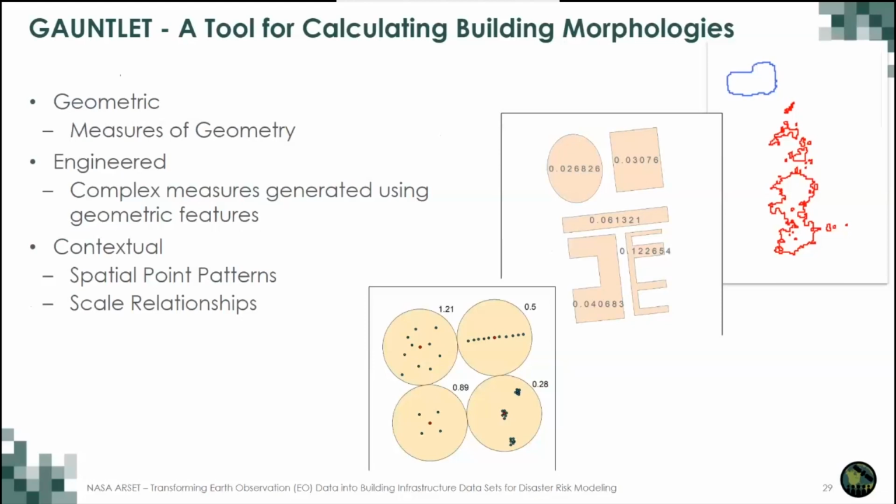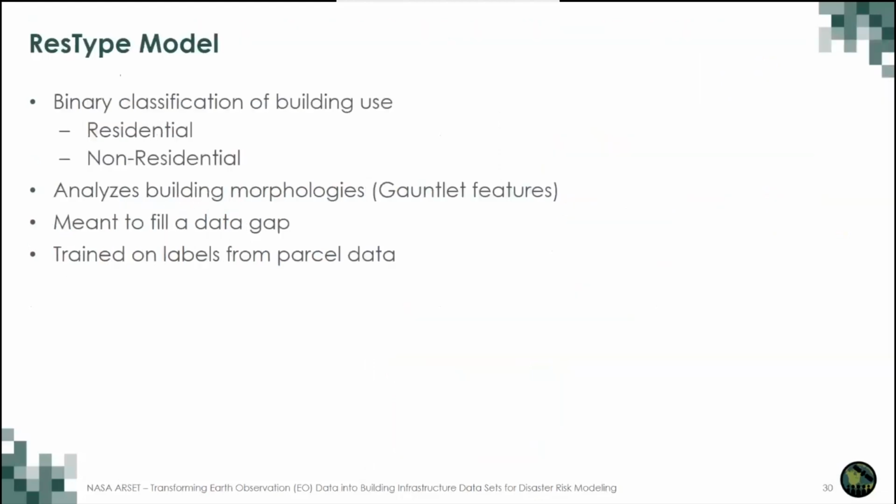And so we calculate all of these building morphologies for each of these structures, and then the res type model will analyze those building morphologies and produce either residential or non-residential. And again, the res type model is only meant to fill a data gap. We try to rely on the most authoritative data first, and then wherever we have a data gap, we use this model to fill in those gaps. And the res type model has been trained on labels from parcels.